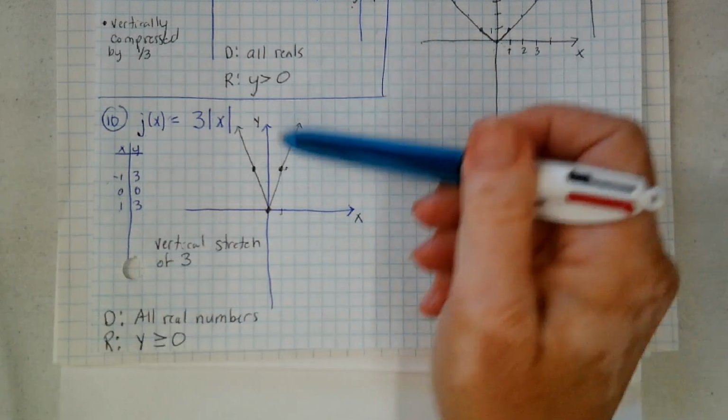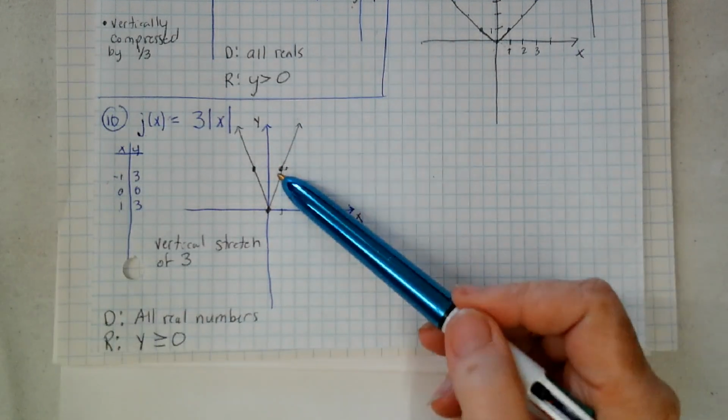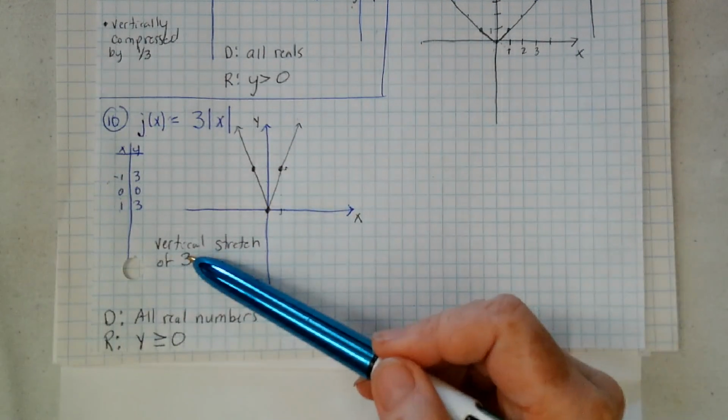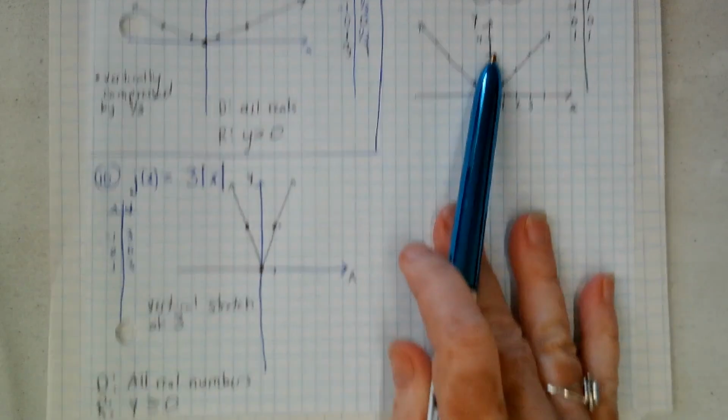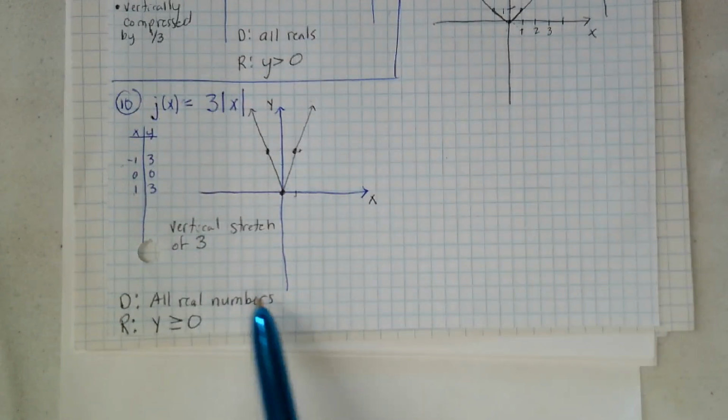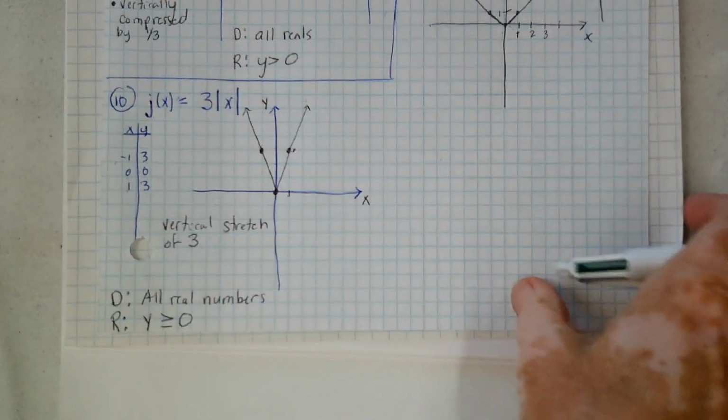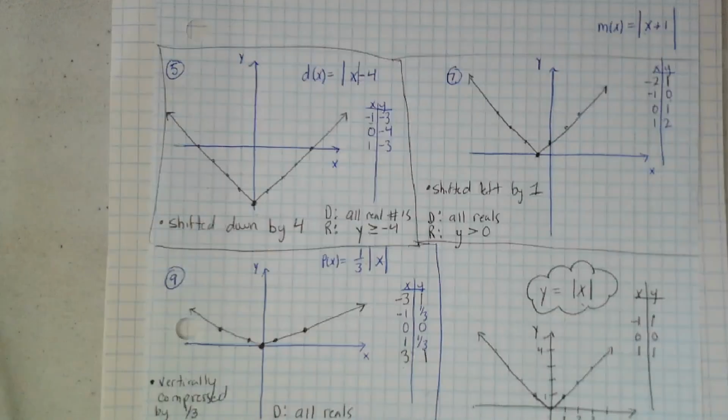Alright, so we're done. We sketched the graph. We talked about how it compares with the parent function. And we gave the domain and the range. If you need more information, you can watch the first video that I sent.